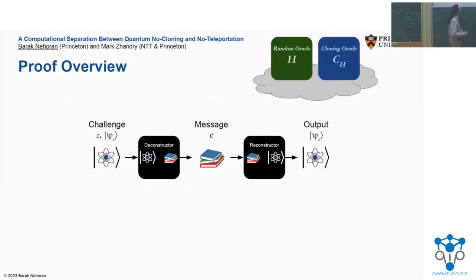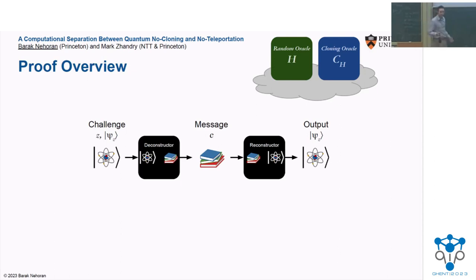So what do we need to do? We need to say that if you're given these two oracles, the random oracle and the cloning oracle, then you cannot do the following task. You cannot do teleportation, which is to say that if you sample a random challenge z and the corresponding state psi z, you pass that state through a deconstruction to get a classical message, and through a reconstructor to get a quantum message, you cannot succeed in getting the original state efficiently.